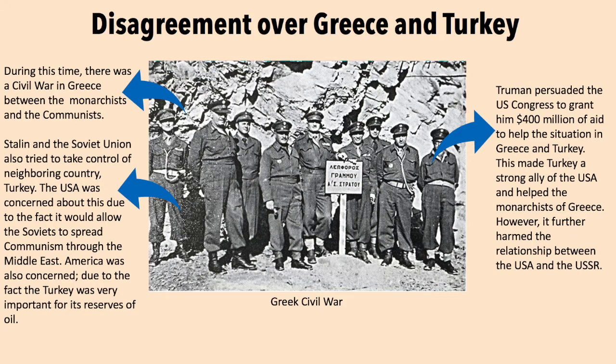The United States was concerned about this because it would allow the Soviets to spread communism through the Middle East. America was also concerned because Turkey was very important for its reserves of oil. Truman persuaded the US Congress to grant him $400 million of aid to help the situation in Greece and Turkey. This made Turkey a very strong ally of the United States and helped the monarchists of Greece. However, it further harmed the relationship between the United States and the USSR.